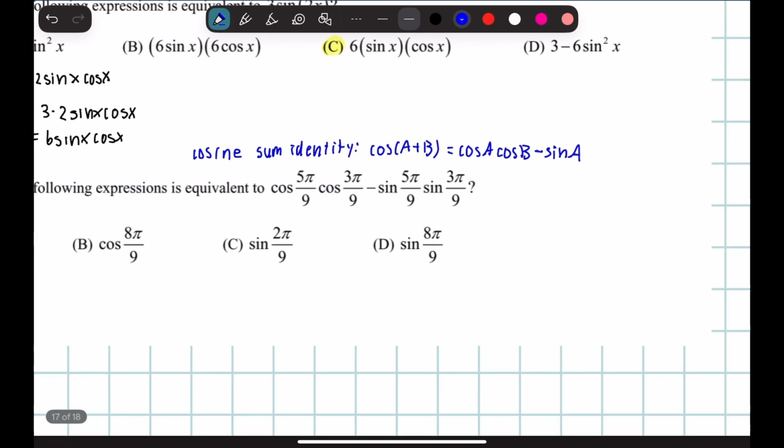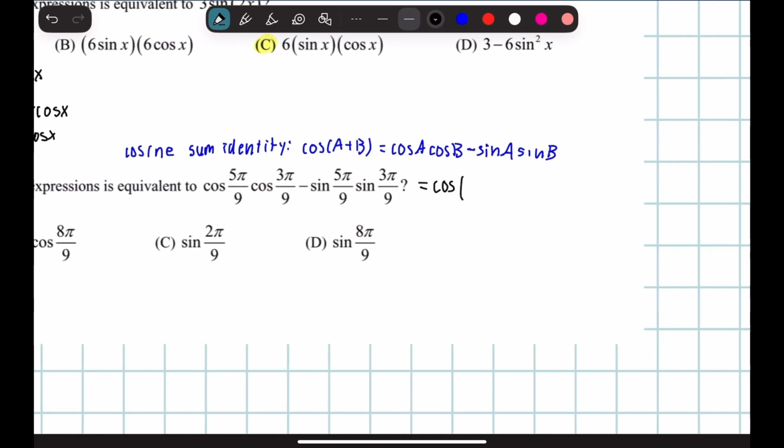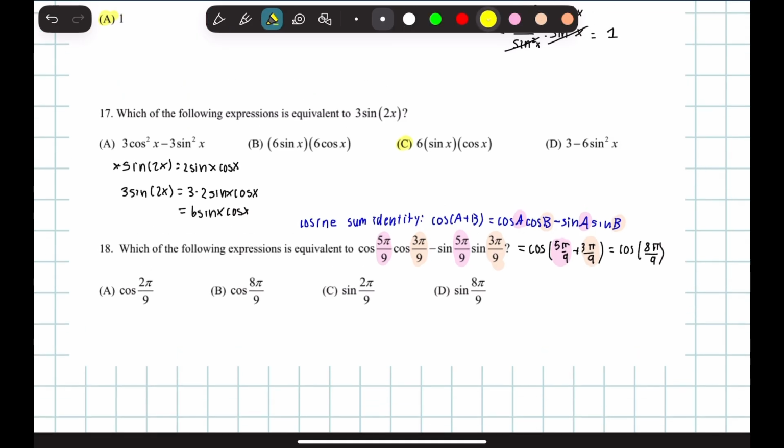So now that we have this, we can rewrite this entire expression as cosine of 5 pi over 9 plus 3 pi over 9, which is equal to cosine 8 pi over 9, because you can just add the numerators and keep the denominator. So this 5 pi over 9 was A, and this 3 pi over 9 was B. And cosine 8 pi over 9, well, that's just answer option D, and we are finished.